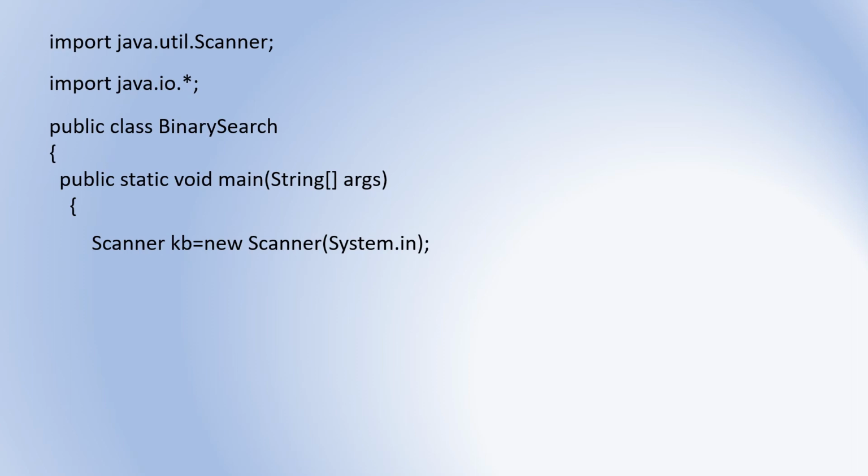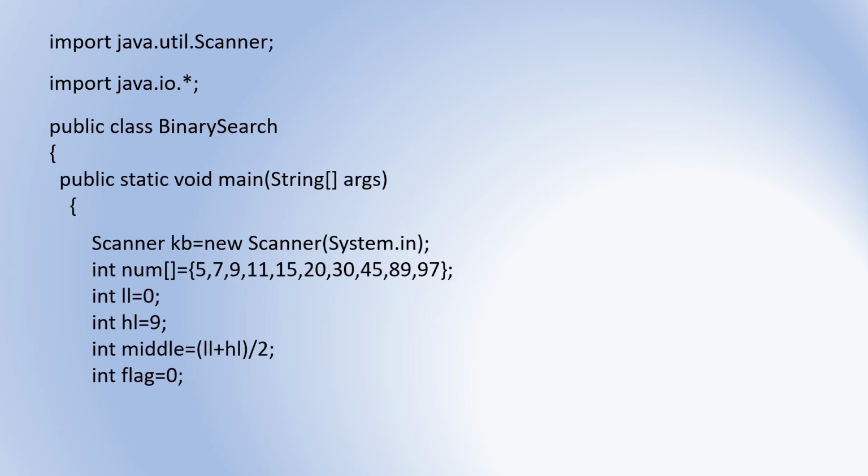Since the size and values of the array have already been provided to us, let's quickly initialize the array and some other variables which we will use in order to successfully run binary search. In the num array we would be storing all the values. LL stands for lower limit, its value has been set to 0.